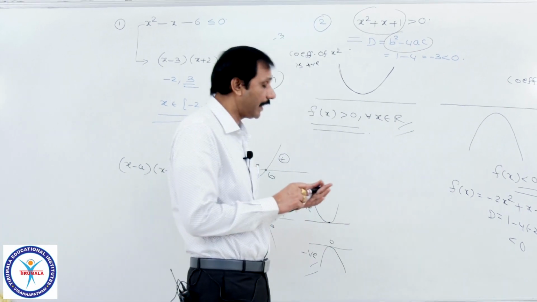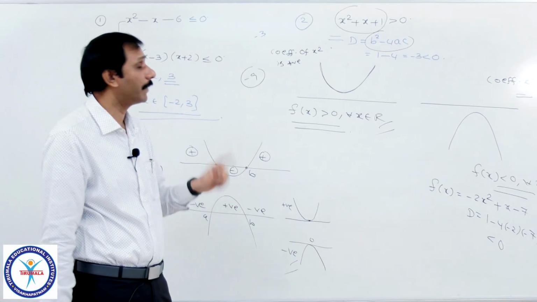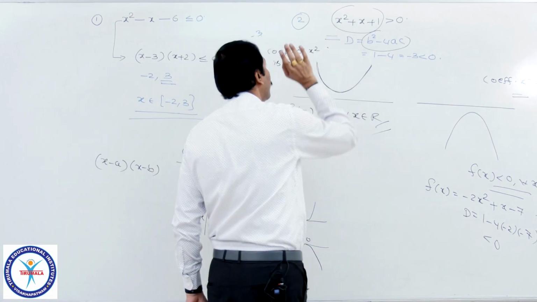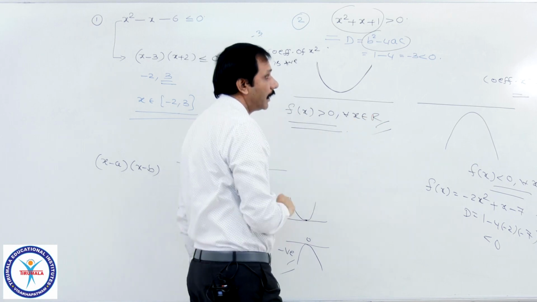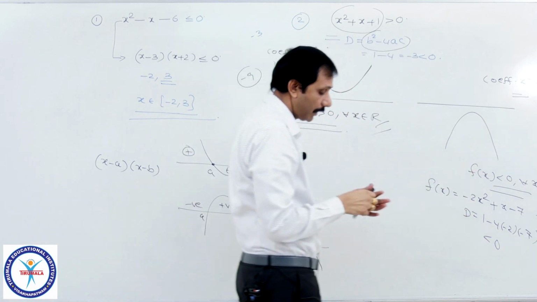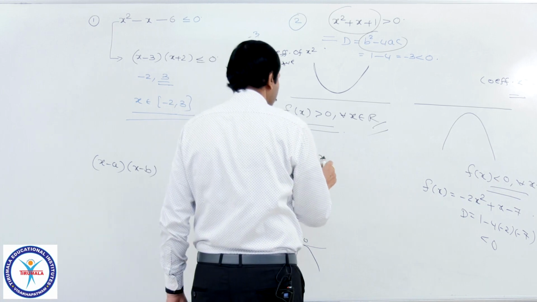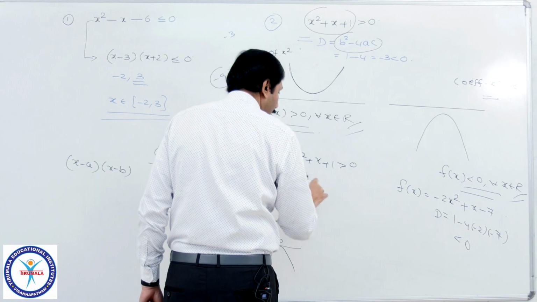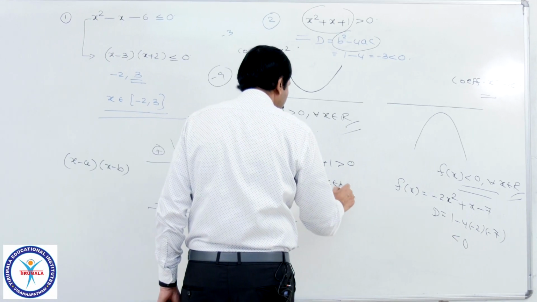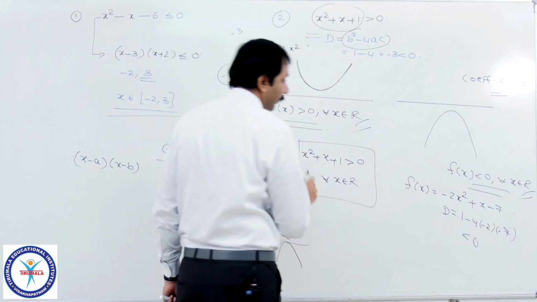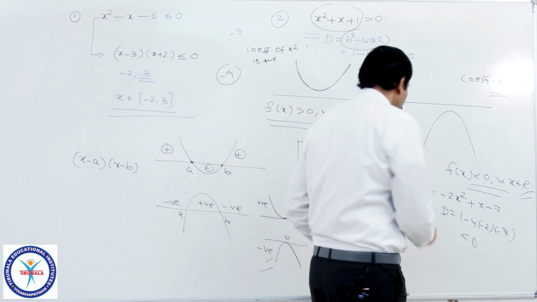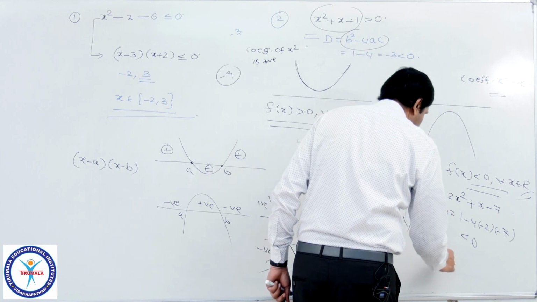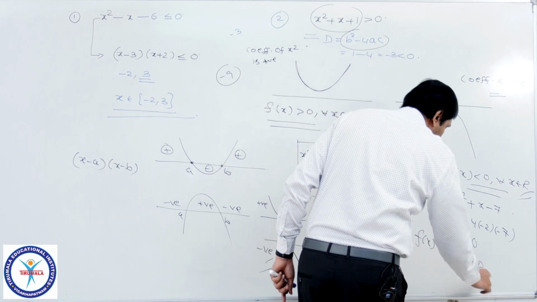If it has complex roots, as we have discussed, observe the coefficient of x square. Positive means positive for all x belonging to R. Negative means negative for all x belonging to R. Therefore, here the solution: x square plus x plus 1 greater than 0 we want. It is true. It is greater than 0 for all x belonging to capital R, we can write. And this one, if you take, because the discriminant is negative and the coefficient of x square is negative, f(x) is negative for all x belonging to capital R.